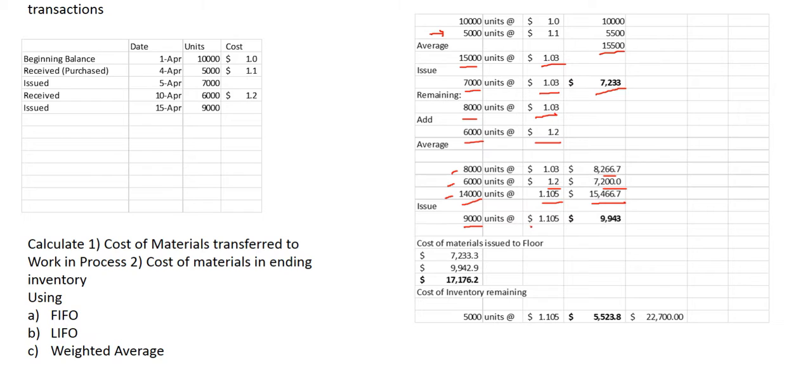Now we issue 9,000 units at 1.105. The total is 9,943, and the cost of materials issued to the floor is 7,200 plus 9,900, which is 17,176.20. Remaining is 5,000 units at the average cost of 1.105, and the remaining inventory is $5,523.80. If we add this and this, we find the same total material available to us, 22,700. So with weighted average, we keep averaging the total cost by the units remaining, and then multiply by the average cost to find the cost of materials as well as inventory levels.